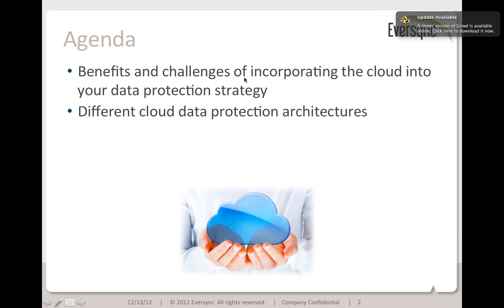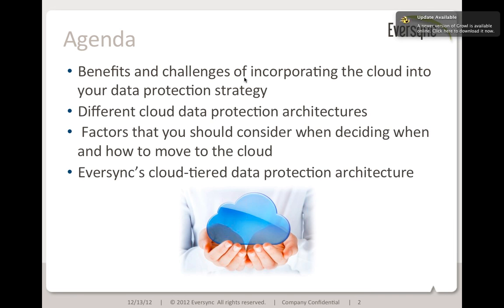So our agenda today is I'd like to talk about some of the benefits and challenges of incorporating cloud into your data protection strategy. And then we'll look at some different cloud architectures that might be deployed for data protection and how they differ. And we'll look at some additional factors that you should consider when deciding when and how to move to the cloud for data protection. And then we'll talk briefly at the end about Eversync's cloud tiered data protection architecture.